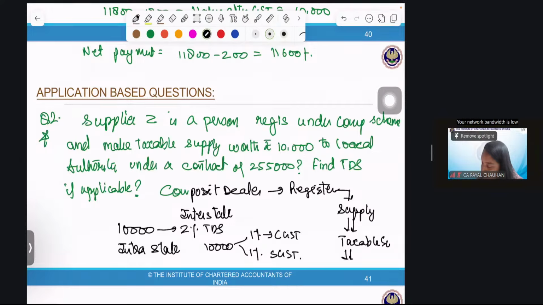Next, one state authority is giving supply to another state authority. That is, a transaction is between two. You people answered. Then the TDS will never be applicable.